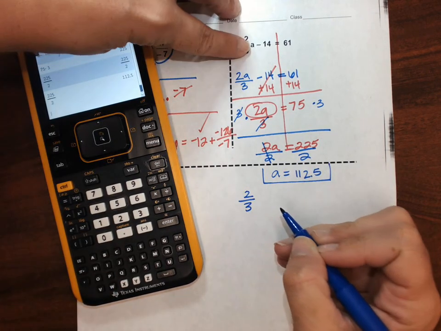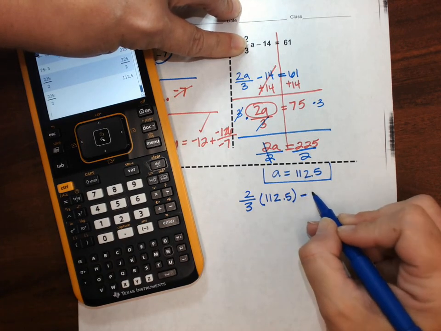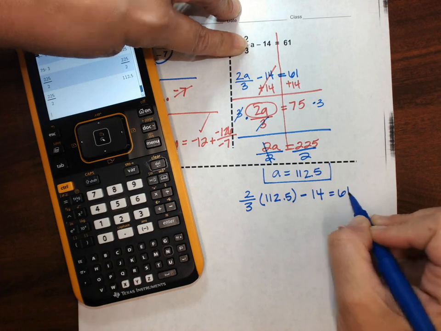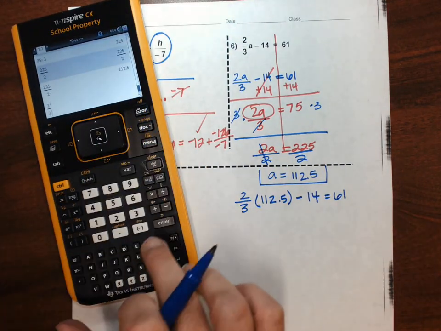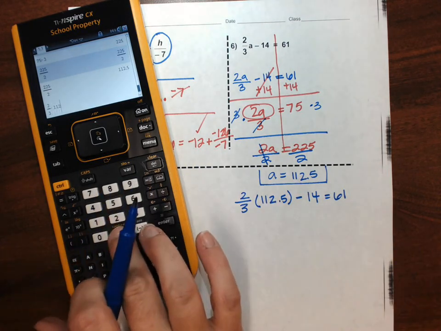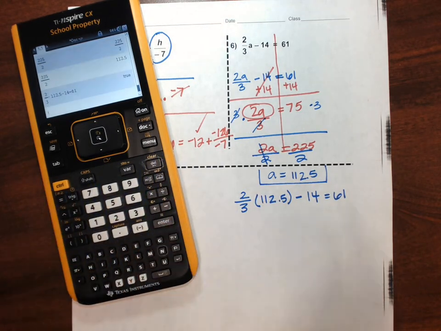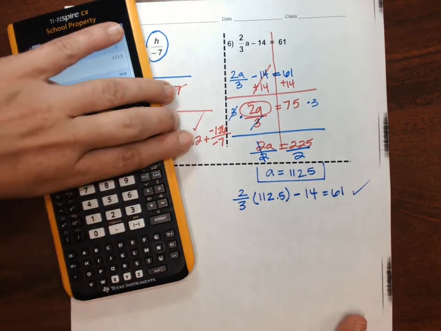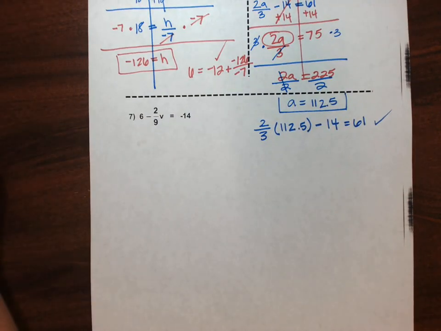So 2/3 times a, well, what was a? 112.5 minus 14 equals 61. And so here I wrote parentheses, but that's just times 112.5 minus 14 equals 61. True. Okay, I would like you to do number 7. Now I'm going to pause and just fill in my work, and if you have a question, you're going to check in with your teacher.